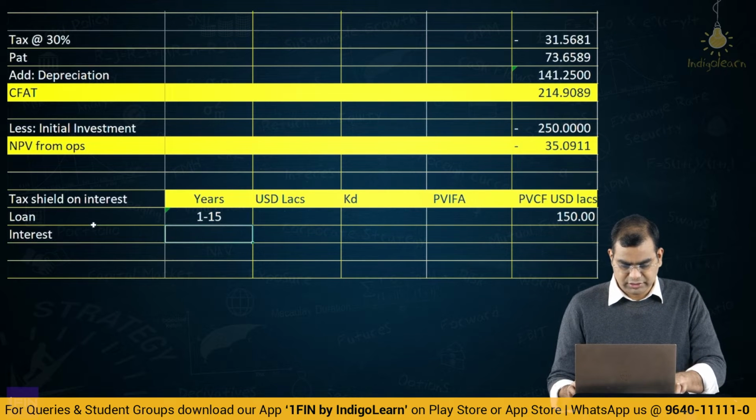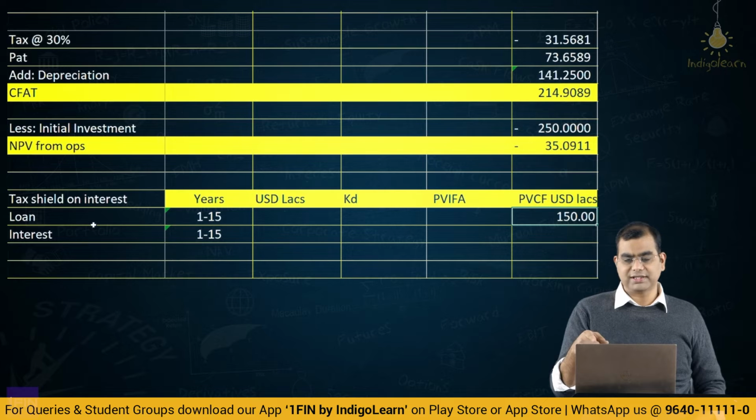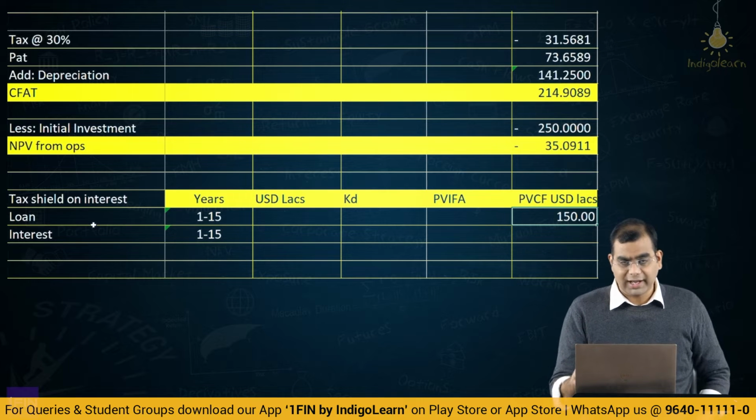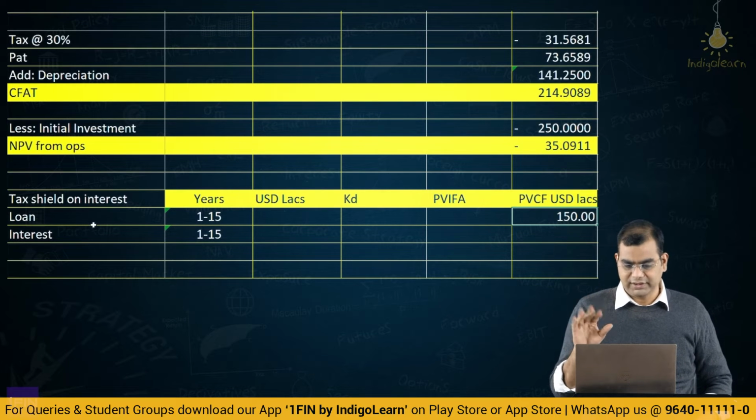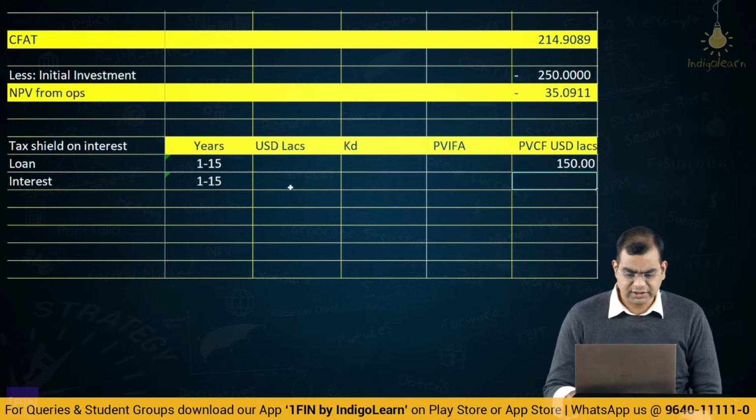This is also years 1 to 15. Loan is taken initially, right? So, which is why I put it as 150 lakhs, inflow. I am not taking the repayment of the loan. We'll see. I don't think that is even required, right? So, what have they given as the interest payment?